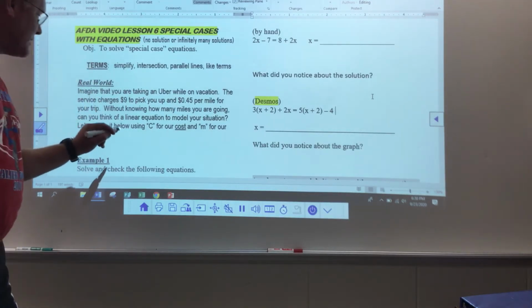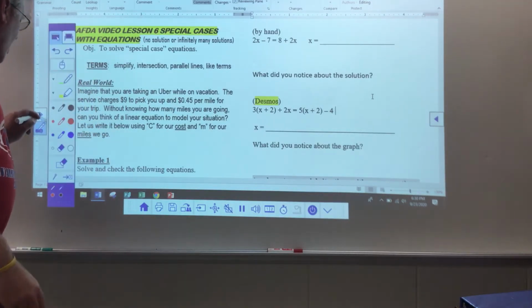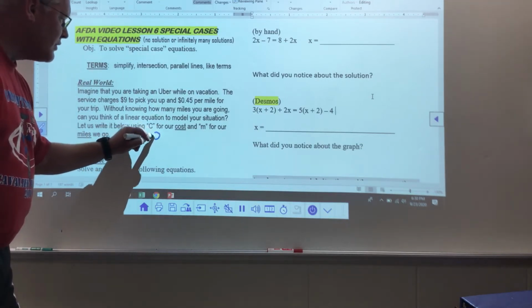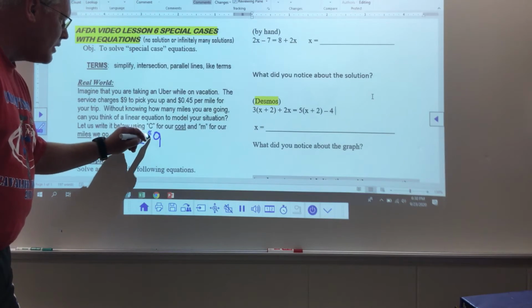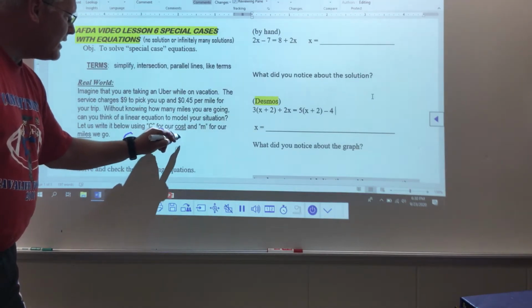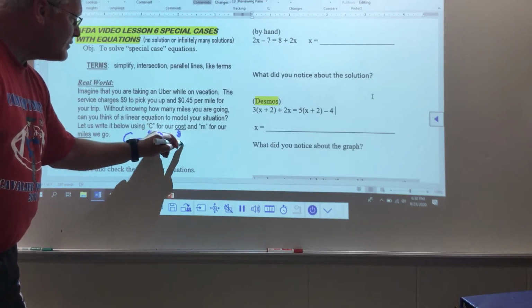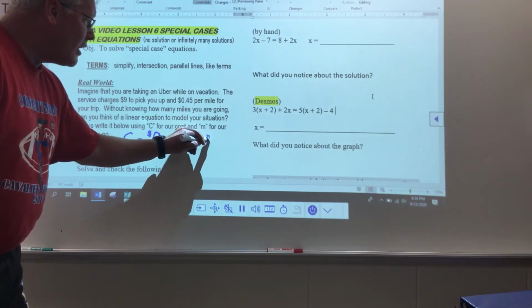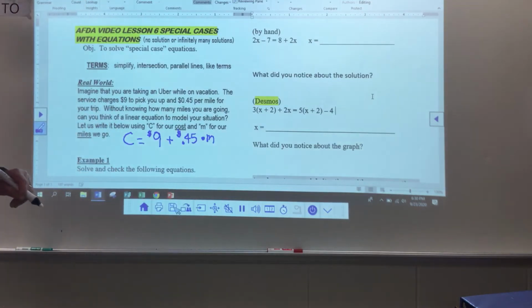So let's see if we can write something. We're going to look here for our cost, so I'm going to write down C. We know just for the Uber driver showing up, they're going to get $9. And then we have to add in there 45 cents times each mile we go. So if it's 1, that's where we get 45 and so forth.